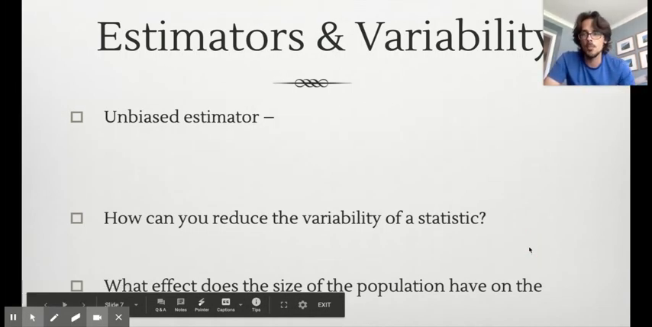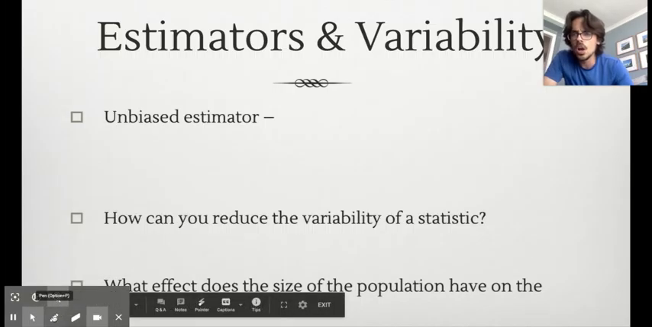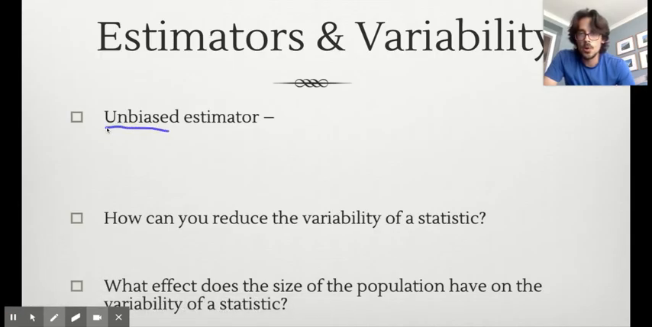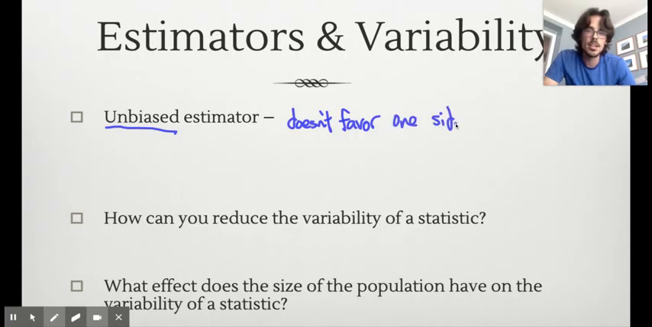We got another vocab word though for right now. An unbiased estimator. It kind of says what's going on with this word right here, which we've talked about. Remember that bias means you are unfairly favoring one side over the other. So an unbiased estimator doesn't favor one side over the other. That's like an unofficial way of saying that.